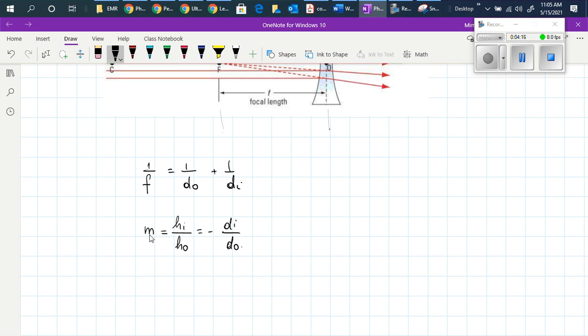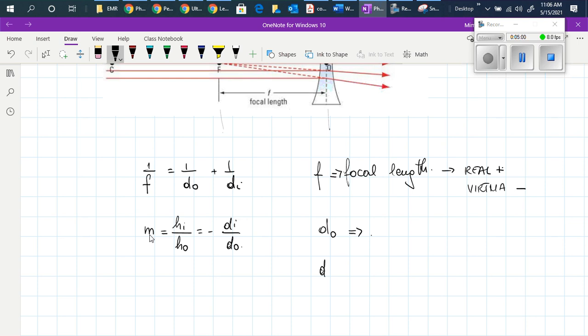Focal length f: if it is real, then we have a plus, like we use the plus convention, and if it is virtual, it is minus. Distance of the object, do, is always positive. Okay, the same thing as we did even for the mirrors.